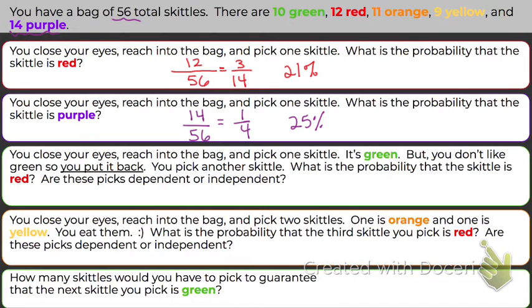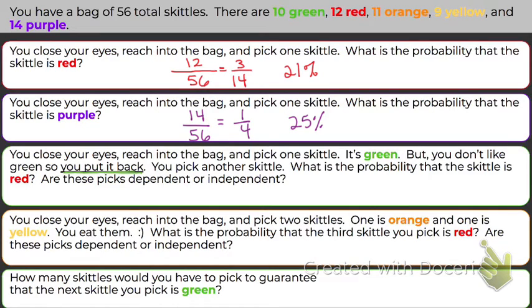Now let's look at the next one. You close your eyes, reach into the bag, and pick one Skittle, and it's green, but you don't like green, so you put it back. So ask yourself, how many Skittles are in the bag? Still 56. Now it says you pick one Skittle. What is the probability that this Skittle is red?